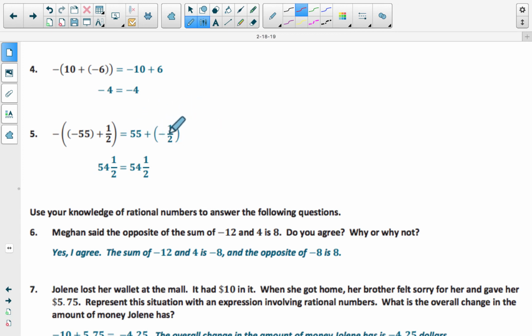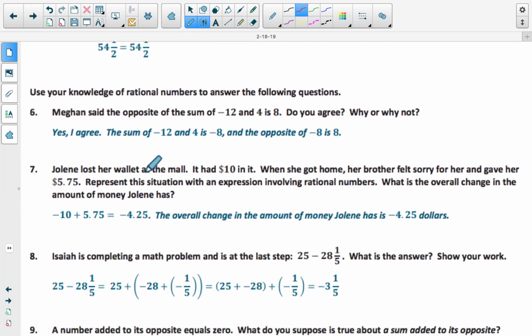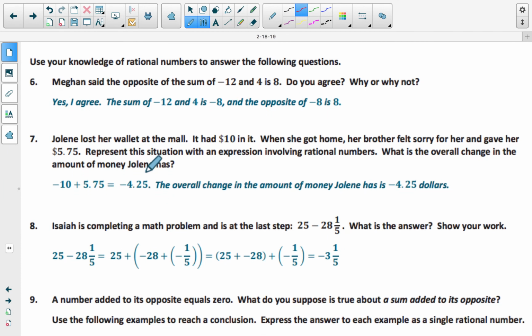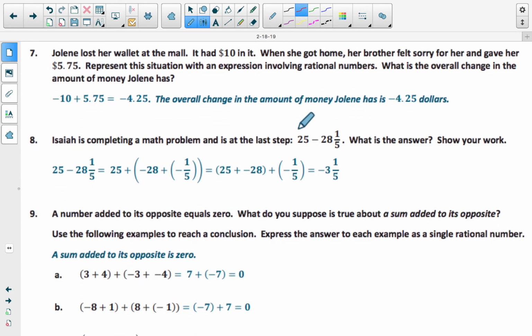If we look here, you're taking the 55 and you're adding a -1/2, so you're getting smaller by a half. That's why it's 54 1/2 and not 55 1/2. Okay. All right. Number 6. For 6, you should have agreed with this. The sum of -2 and 4 is -8, and the opposite of -8 is 8. Remember, if you're adding two numbers and you add the opposites of those numbers, the sum will also be the opposite.